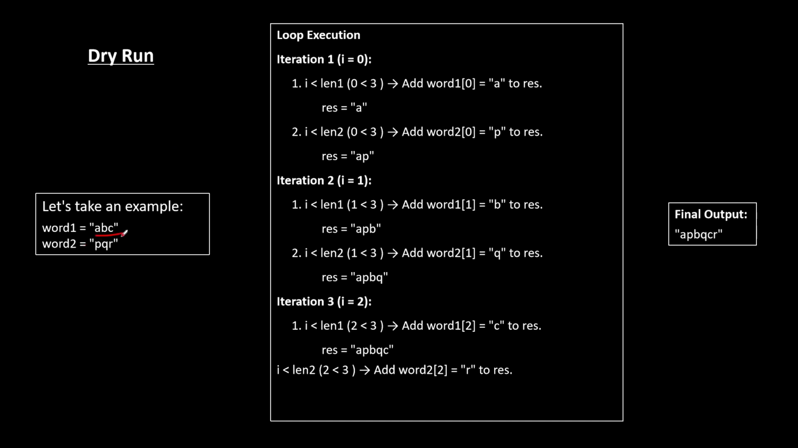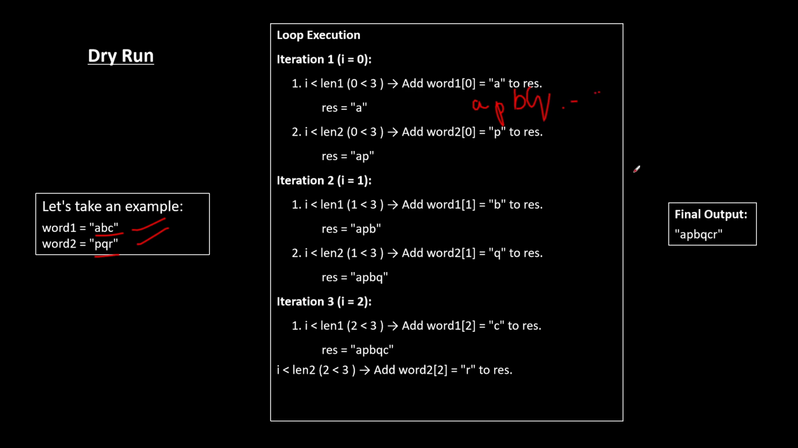We are given ABC and PQR, word 1 and word 2. We will take out the lengths of word 1 and word 2 as discussed earlier. And what we will do, we will take the first character from word 1, which is A. We will append it to the result. Okay. Then from word 2, we will check whether i is less than length 2, and if it is, we will take the character which is P, and we will append it here. Similarly, again we will check for word 1, and if we get B, then we will check for word 2, which is Q. And similarly, it will keep on going.